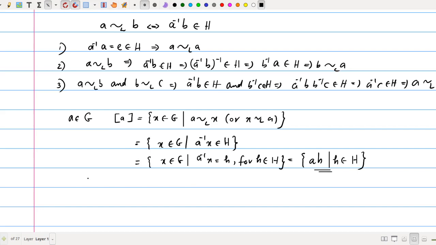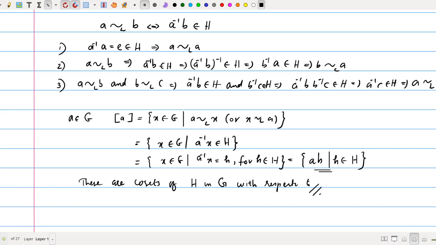So these are called cosets of H in G with respect to A. With respect to A. Okay.